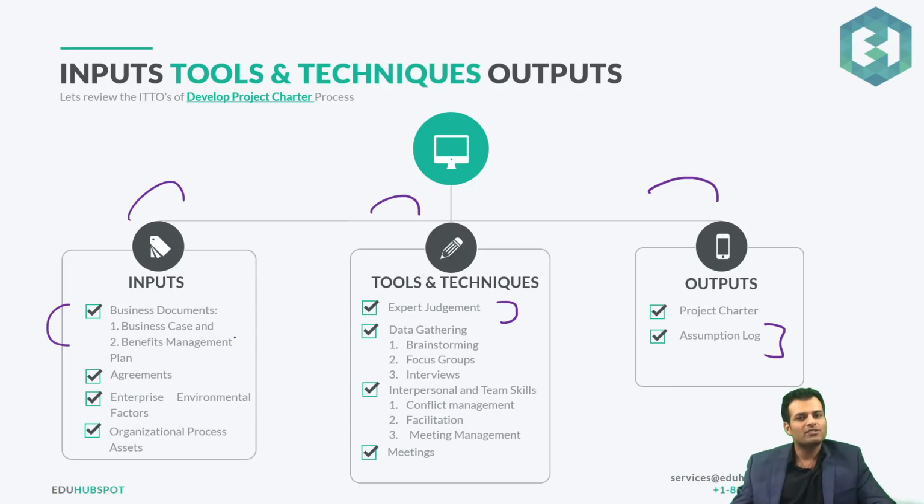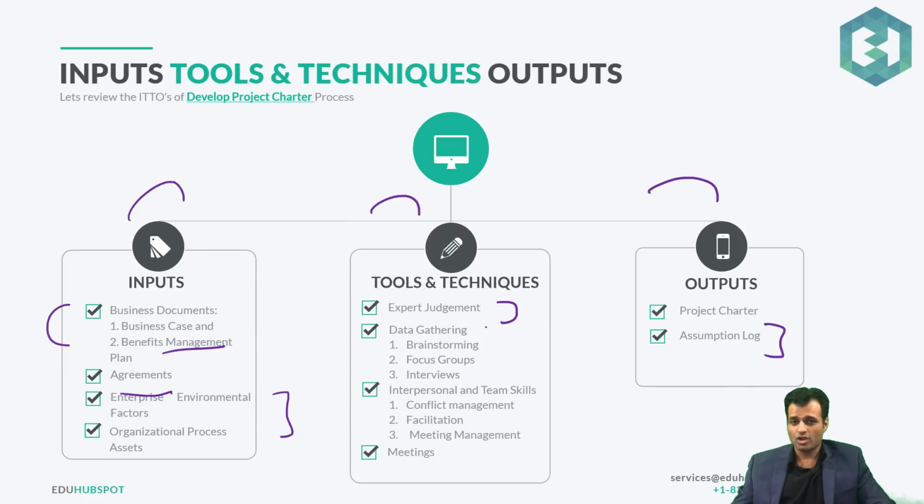So first we will talk about the business documents, the business case and the benefits management plan. If you remember, I discussed briefly about those two documents in the introduction section. I'll talk again just to do a quick revision. Then agreements, we deal with contractors all the time. Why is agreement an important input here? We'll talk about that. Then we would be discussing our common inputs, the enterprise environmental factors and the OPAs, which we discussed in the introduction section, but I'll again talk about this.